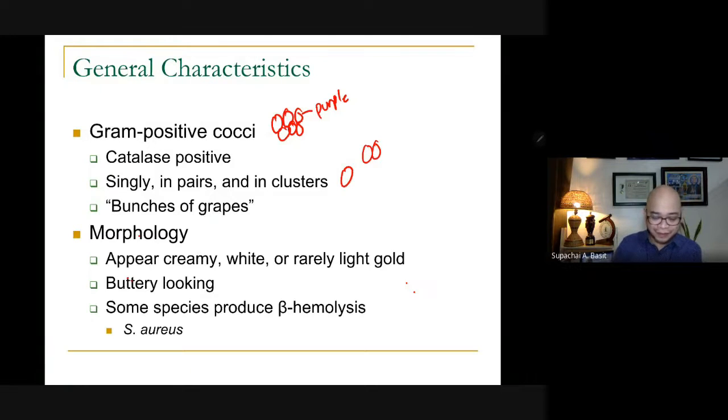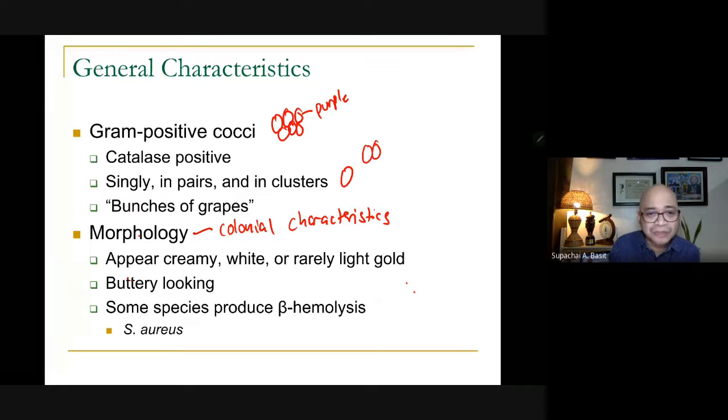Some of them appear singly, some appear in pairs, and they appear like bunches of grapes. The morphology appears creamy white or really light gold. The morphology that we are referring to here is pertaining to the colonial characteristics. What do we mean by colonial characteristics? The colony appearance as they appear on the surface of the culture plate. That's what we meant by colonial characteristics.